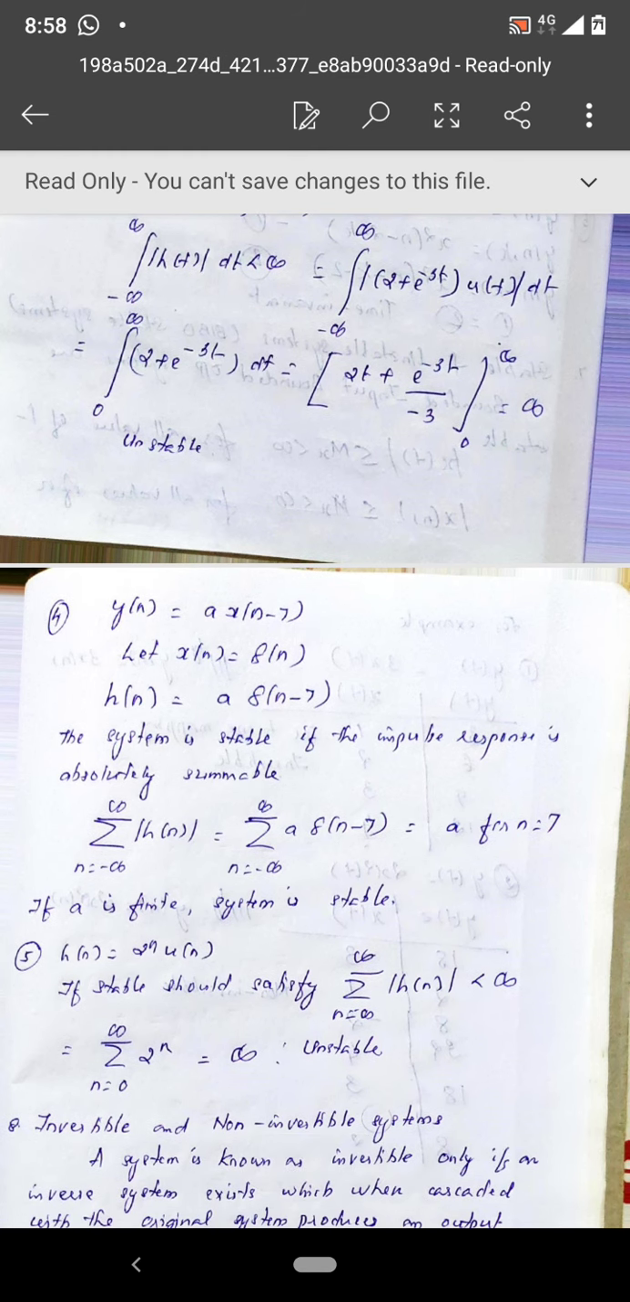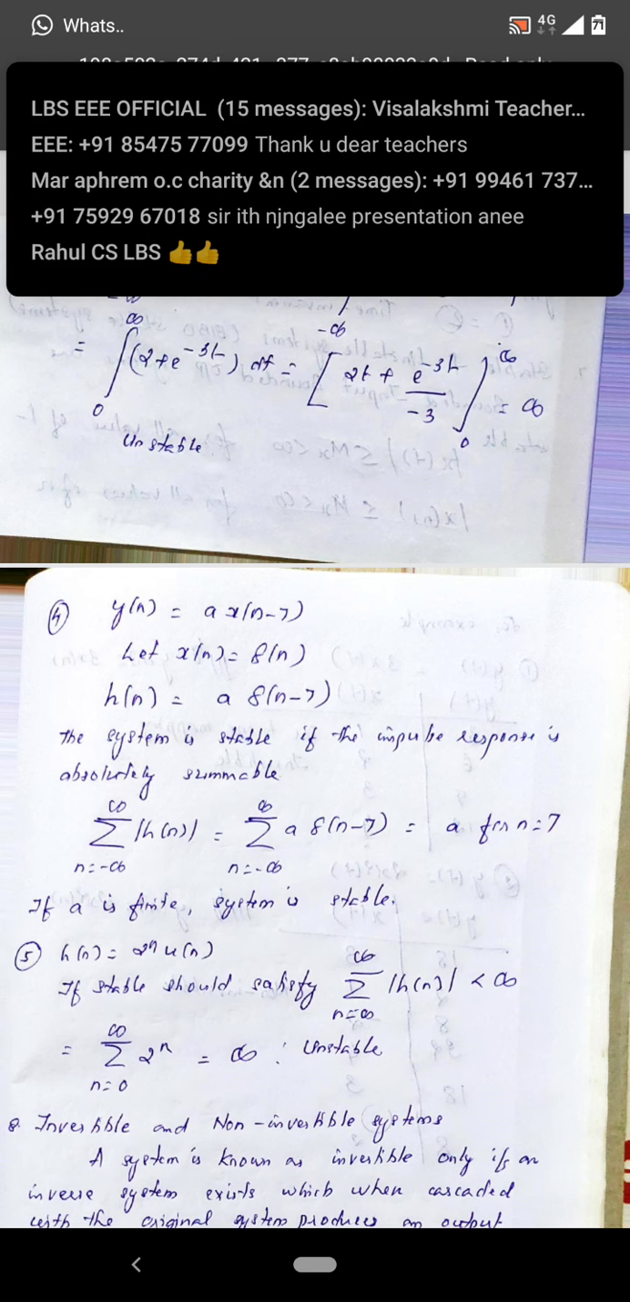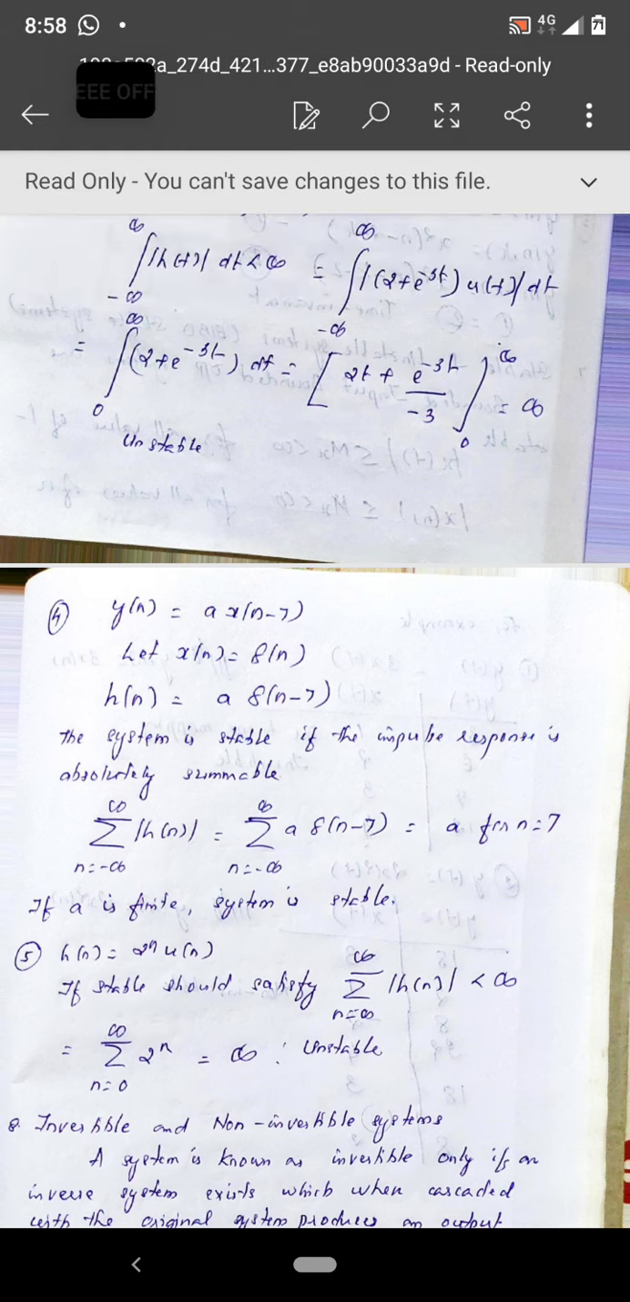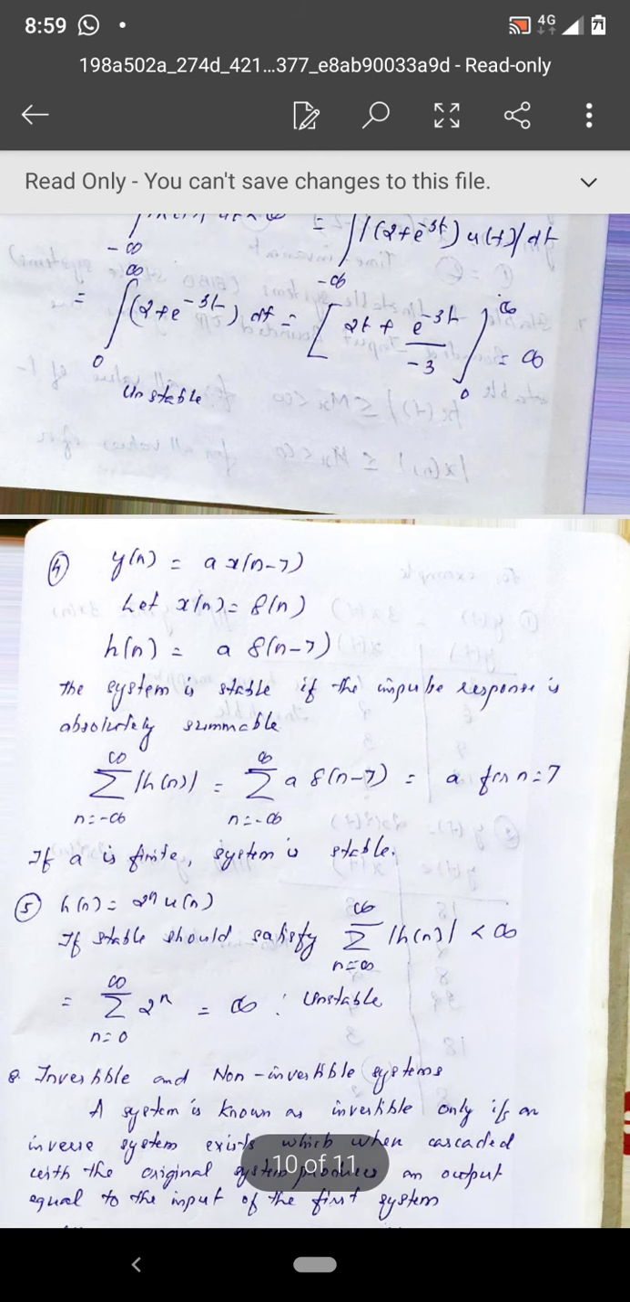So when you apply such a digital impulse to a system, you get the system response or the impulse response, which is represented by h of n. So h of n is equal to a into delta of n minus 7. That is, the input is replaced by delta of n minus 7, and you get the output y of n, which is h of n. Y of n is replaced by h of n, which is nothing but the impulse response. What is the impulse response? When you apply the impulse as the input, you get the impulse response, that is h of n.